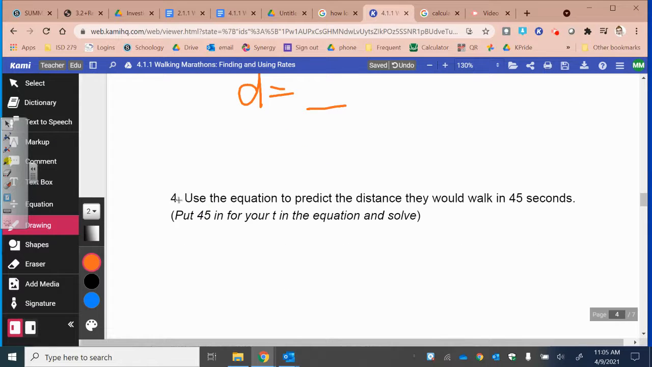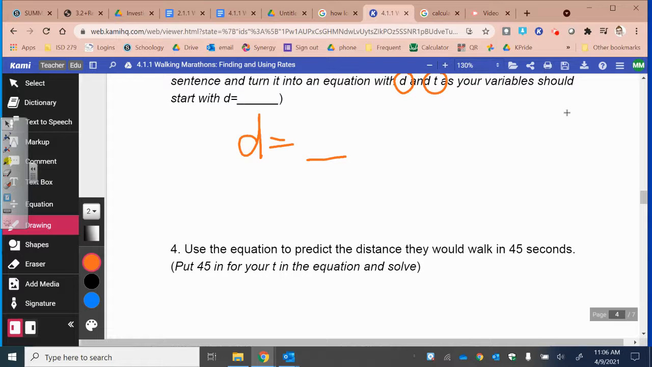And then in number 4, you're going to talk about how far you could go in 45 seconds. So in other words, you're going to put in 45 for your time in the equation that you just wrote, and solve for that. If you have questions, make sure that you ask your teacher.